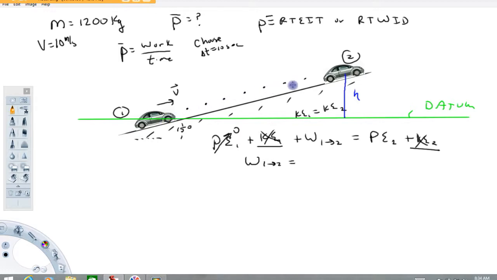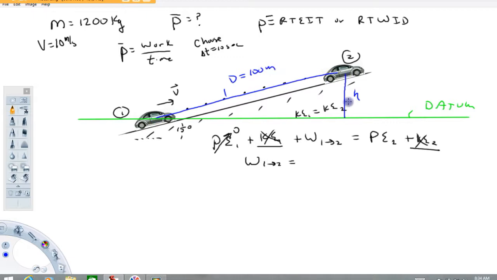This distance along here, I'm going to go ahead and draw that in blue as well. This distance along here, we can calculate. The car was moving at 10 meters per second in this example. It did so for 10 seconds. That's going to make this distance 100 meters.